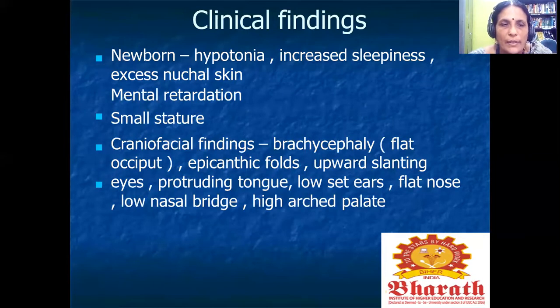The clinical findings of Down syndrome are: a newborn having hypotonia, increased sleeping, excess nasal skin, then mental retardation, and small stature. Craniofacial findings include brachycephaly, a flat occiput, epicanthic fold, upward slanting eyes, protruding tongue, low set ears, flat nose, low nasal bridge, and high arched palate.